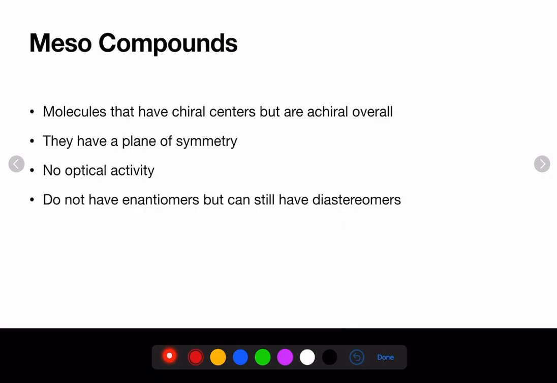Meso compounds are achiral molecules that contain chiral centers. Achiral just means they're not chiral. They have a plane of symmetry that allows for an internal mirror image, meaning that if you take their mirror image, it's the exact same molecule. Since they are achiral overall, they are therefore optically inactive. This means that they do not rotate any light coming in and hitting them. They do not have enantiomers either because their mirror image is the same molecule. However, they can still have diastereomers.